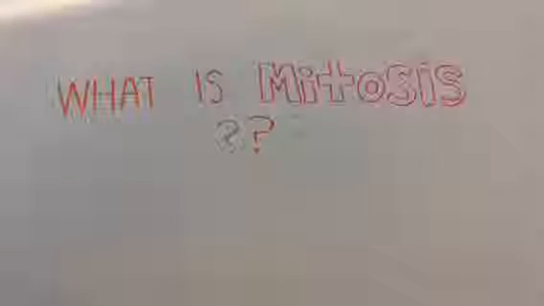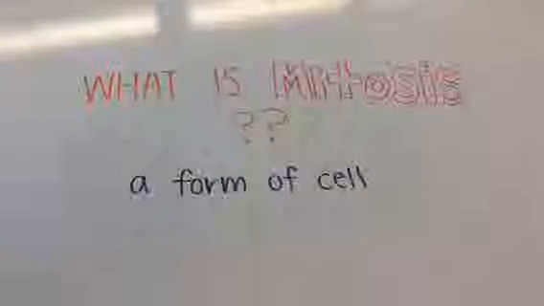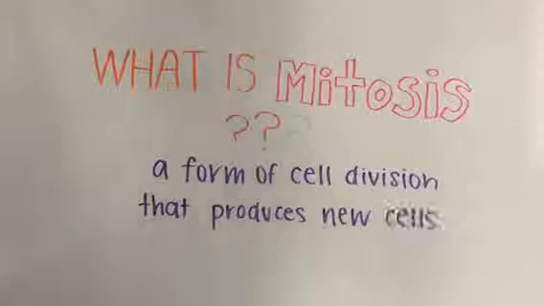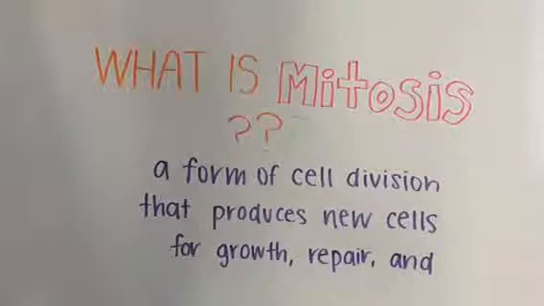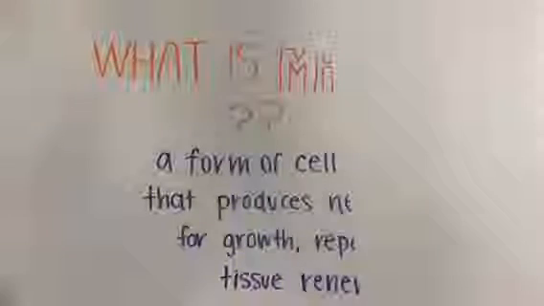Mitosis. What is this, you're asking? It's a form of cell division that produces new cells for growth, repair of damaged cells, and tissue renewal. Now, there are 6 complete steps that make up mitosis.